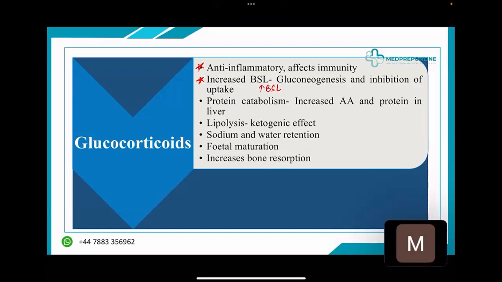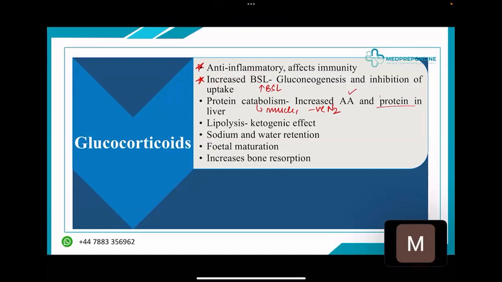Now, what it does is it causes protein catabolism. So this will lead to muscular wasting, correct? Muscle wasting, and there will be negative nitrogen balance. So there will be increased amino acid in the plasma, but along with that, there is increased protein in the liver. So there is only catabolism in the plasma, but there is increased protein synthesis in the liver. It also leads to lipolysis, which will cause a ketogenic effect.